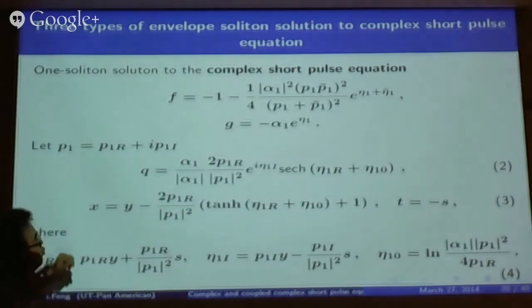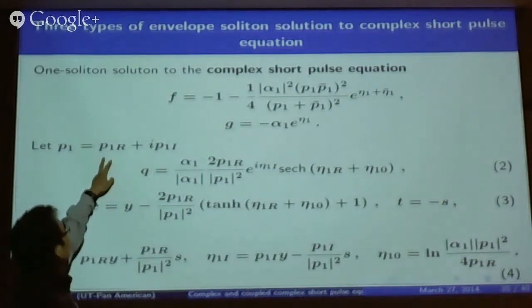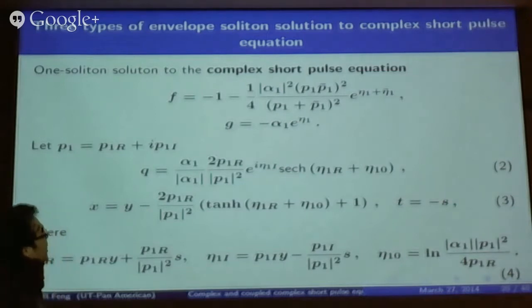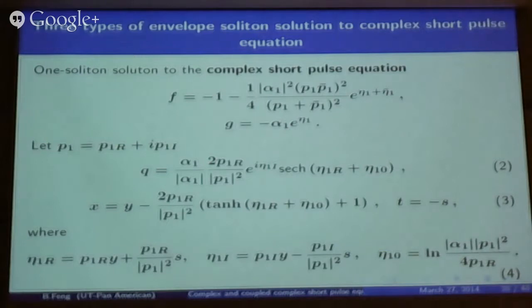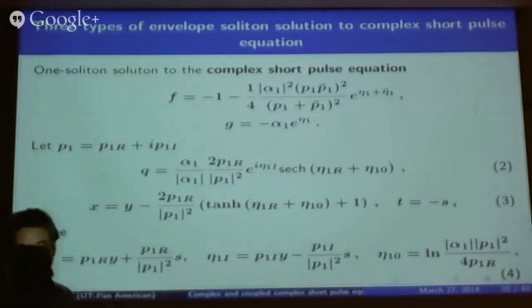Okay, and if we assume that P1, which is a parameter in the one soliton solution, is a complex parameter, we have P1R as the real part and P1I as the imaginary part. And for this soliton solution, we can also figure out its amplitude. The solution is in parametric form. The reason is that Q, the original model, is a function of X and T. But here, G and F are functions of Y and S. And Y and S are related to the original variables X and T by this hodograph transformation.